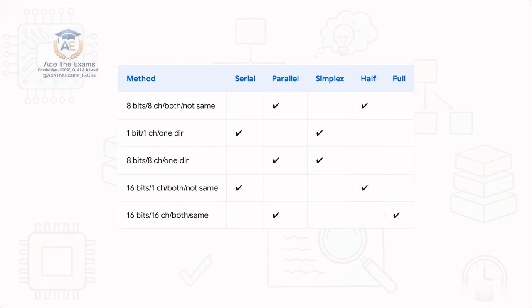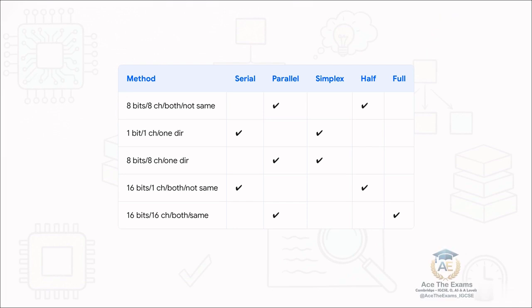This is a classic zone defense from the examiner. It looks super complex and intimidating, but it's really just basic definitions in disguise. Let's break it down fast. First row, 8 bits, 8 channels, both directions, not same time. Okay, 8 channels, that immediately means parallel. Both directions, but not at the exact same time, that's half duplex. Boom, 1 mark locked in.